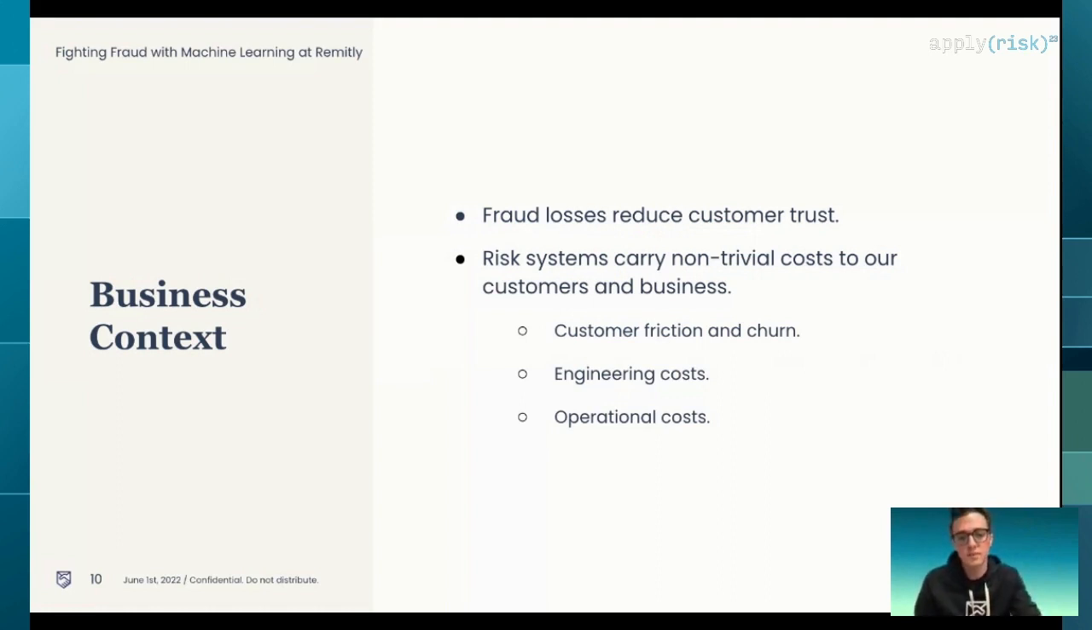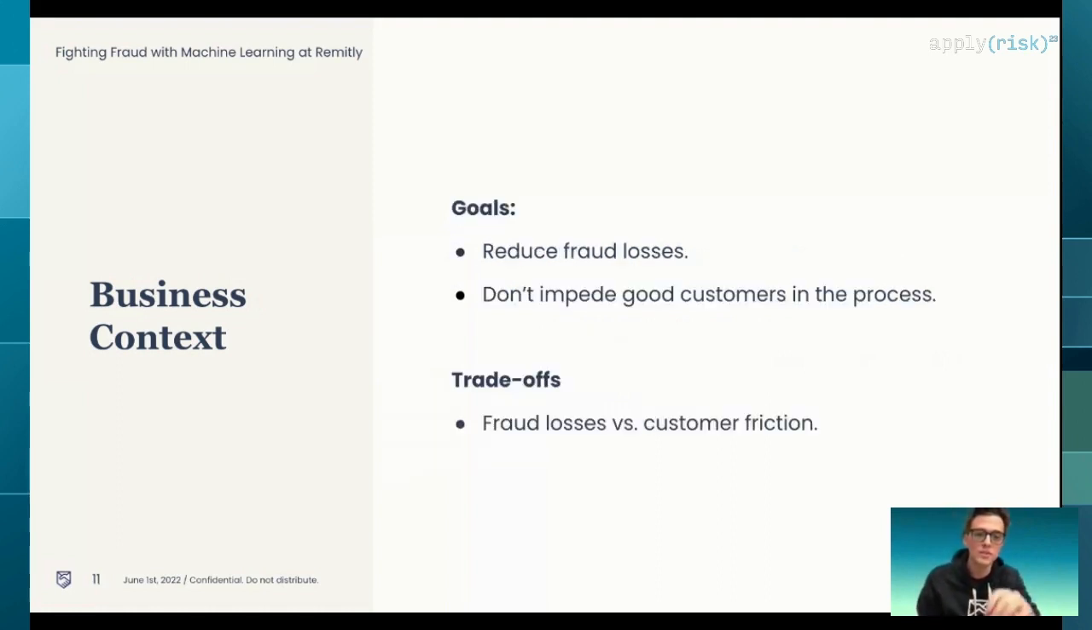These two constraints give way to two clear goals. First, reduce the customer impacts incurred through fraudulent transactions. And second, don't impede good customers through the enforcement of fraud. These goals give us a clear trade-off framework to think about when tuning our risk systems. It means that we are always trading off between overly restrictive enforcement and customer impacting fraud losses.